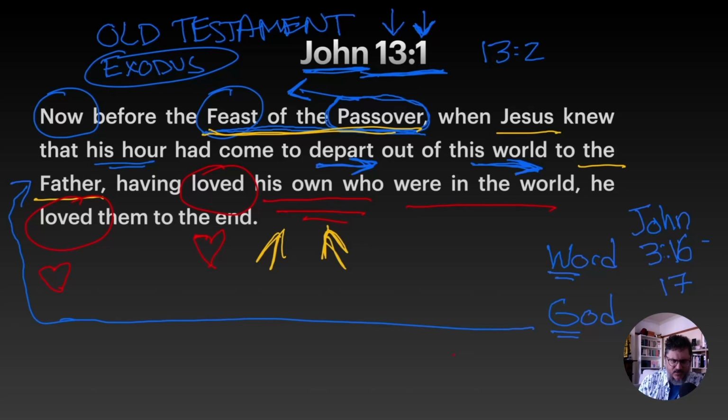It's also interesting that John uses "depart" instead of "die," because when we die, our souls and our bodies are separated. Bodies go into the ground or they're cremated. And then our souls ascend or descend. They go somewhere. But that's not the case with Jesus, though his soul and body are torn apart.